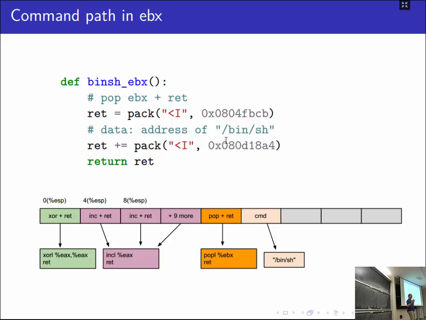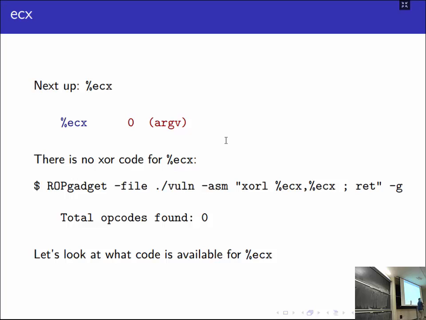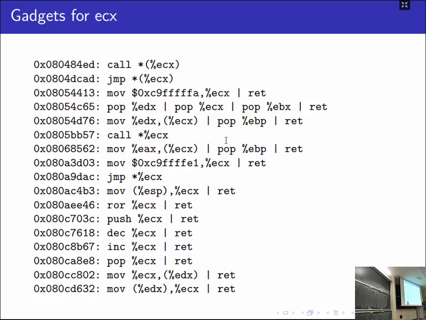Okay. And now we want to get 0 into ECX. And oh no, there's no XOR ECX, ECX. What will we do? Yeah, what can we do? So, tell me. What should we do? I think there's even more than one solution here. So let's find them both.